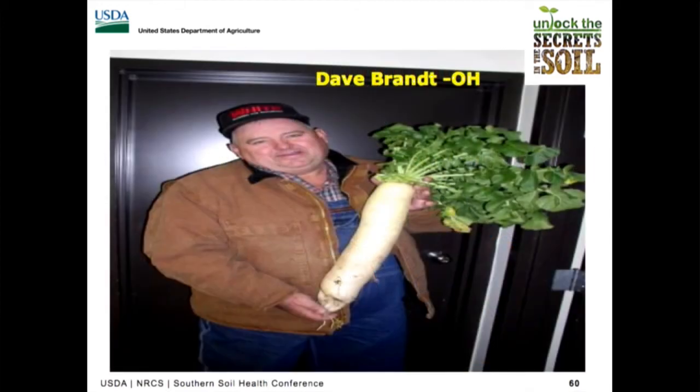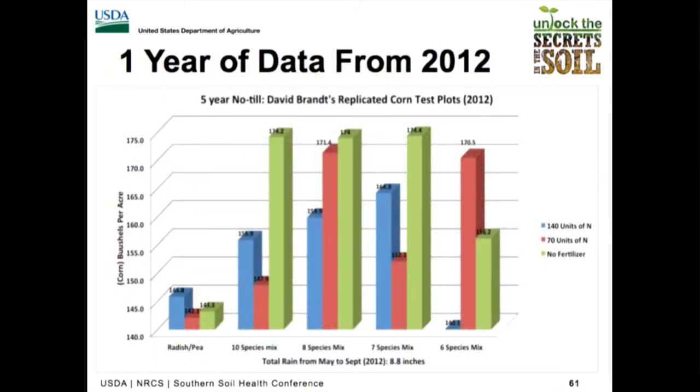This is Dave Brandt in Ohio. He had an interesting trial in 2012. You see the species that are there. It's either a 10-way mix, 8-species mix, or 7-species mix, and then his agronomist told him to use 140 units of nitrogen to produce the amount of corn that he needed to have. So he put that out there, then he did a part with half that amount, and then he did it with no fertilizer. And here's the interesting thing, and I'm trying to tie this back to protein production in the plant.